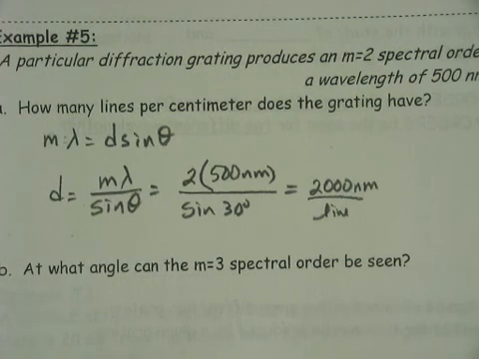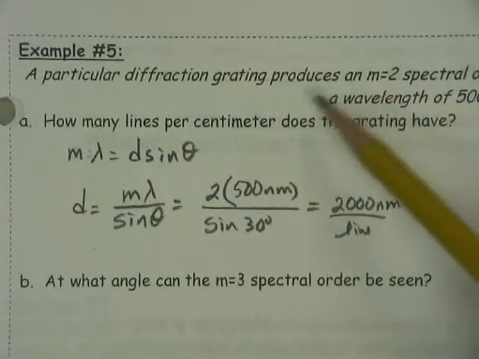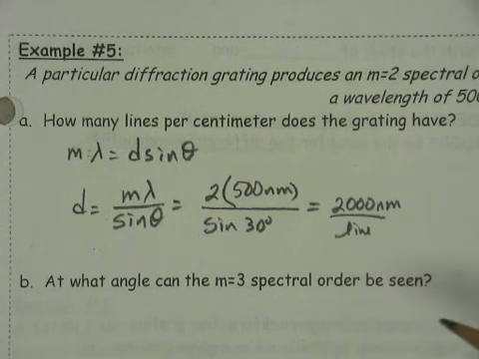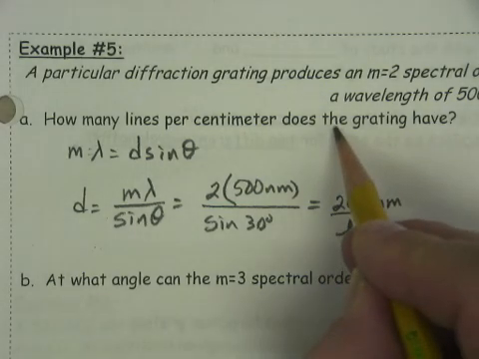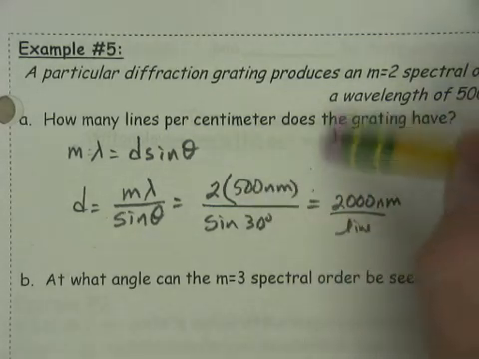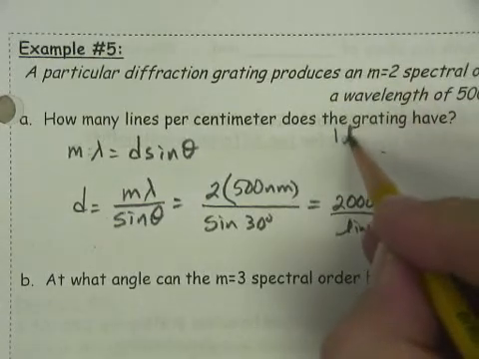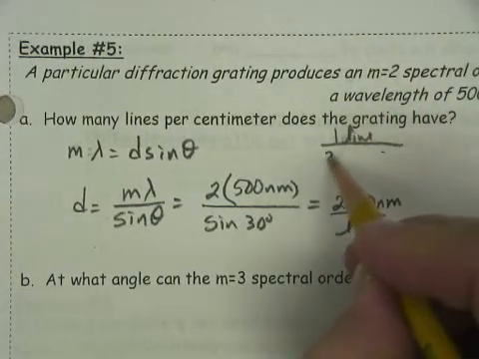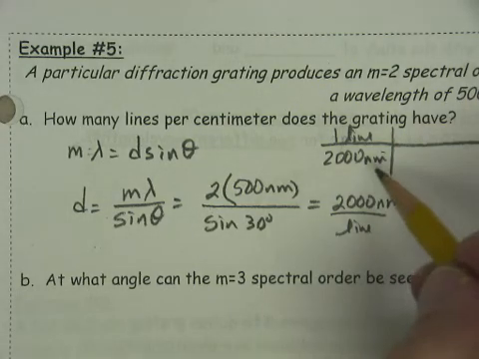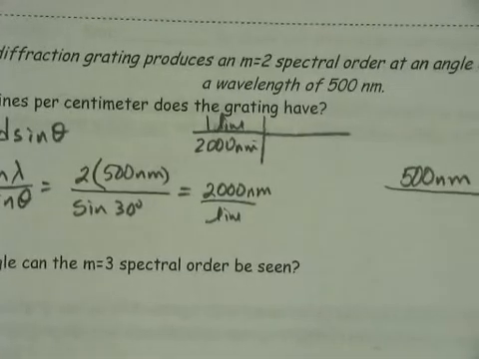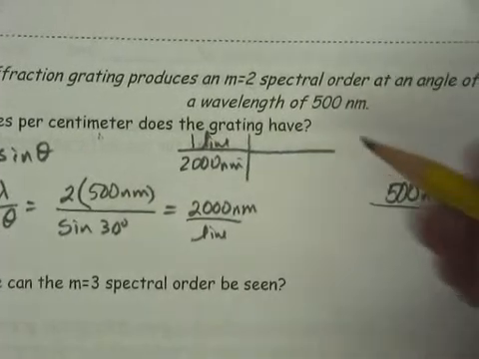I want lines per centimeter, and that's what they have up here. So I'm going to tweak that a little bit. To do that, I want to flip this upside down and take the reciprocal of it. So one line for every 2,000 nanometers, or one line is every 2,000 nanometers. We want to convert that to lines per centimeter, because that's what they asked for up here.